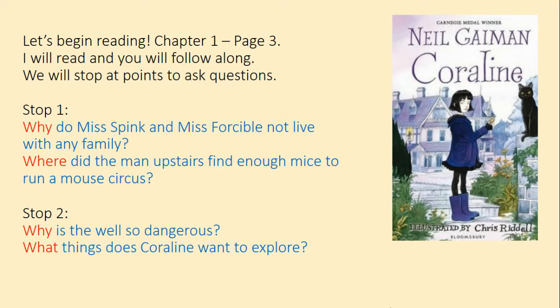Miss Spink and Miss Forcible lived in the flat below Coraline's on the ground floor. They were both old and round, and they lived in their flat with a number of ageing Highland Terriers who had names like Hamish and Andrew and Jock. Once upon a time, Miss Spink and Miss Forcible had been actresses, as Miss Spink told Coraline for the first time she had met her.